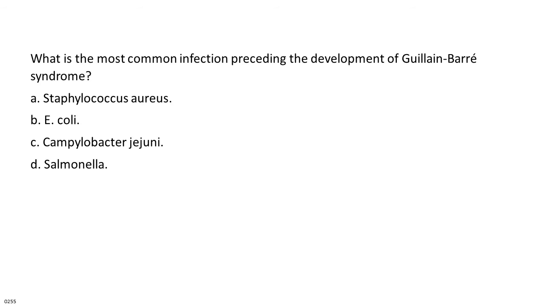What is the most common infection preceding the development of Guillain-Barré syndrome? A. Staphylococcus aureus. B. E. coli. C. Campylobacter jejuni. D. Salmonella.